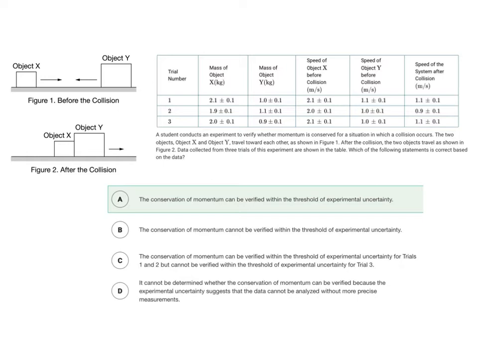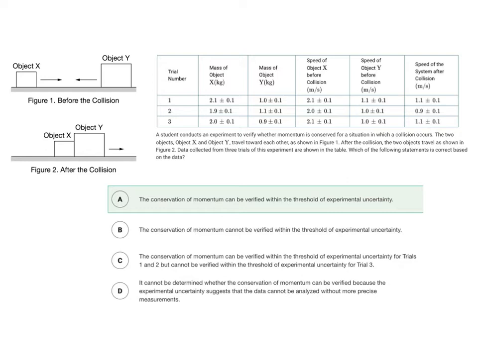All right. A student conducts an experiment to verify whether momentum is conserved for a situation in which a collision occurs. The two objects, object X and object Y, travel towards each other as shown in figure 1. After the collision, the two objects travel as shown in figure 2, which is, I think, together. Data collected from these three trials of the experiment are shown in the table. Which of the following statements is correct based on the data? And so, in one sense, you might want to say, well, let me just see if momentum is conserved.